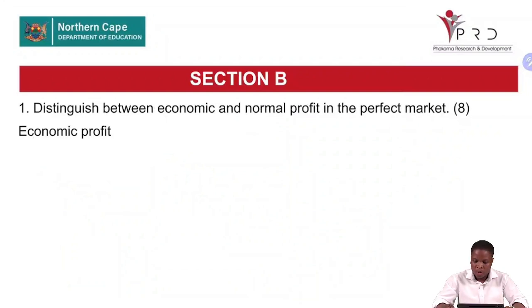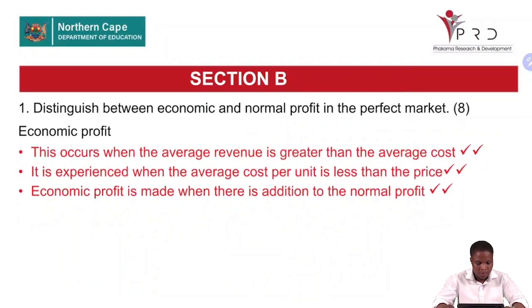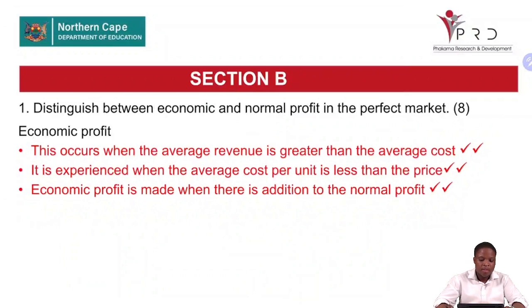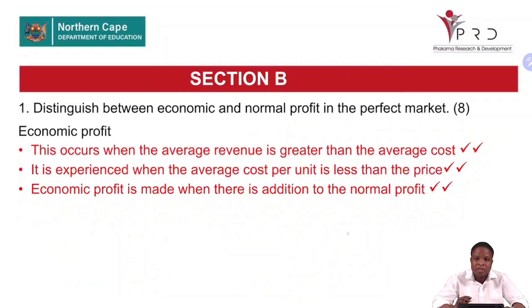Let's look at economic profit and normal profit. Economic profit occurs when the average revenue is greater than the average cost. It is experienced when the average cost per unit is less than the price. Economic profit is made when there is an addition to the normal profit. So any addition to the normal profit becomes economic profit. When your AR is above the AC, that is economic profit.